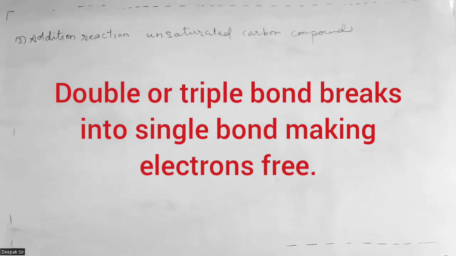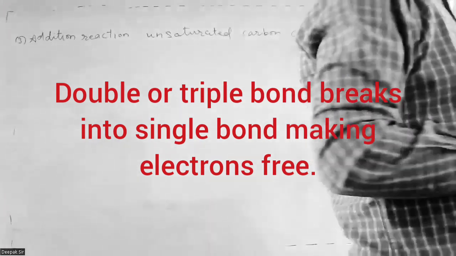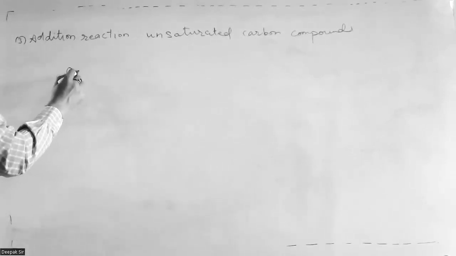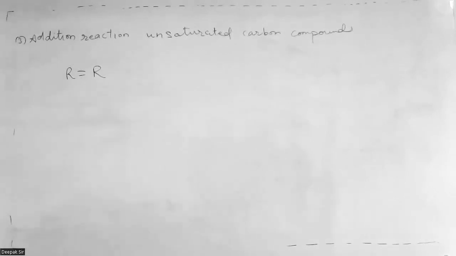So when we have a double bond in the carbon compound, the double bond breaks down into a single bond, and this breaking will make one pair of electrons free. Suppose we have a double bond in a hydrocarbon, then on breaking, what happens? One electron becomes free. Thus, the other atom can take its position. So we have not replaced any atom from here, we have just added the atom.